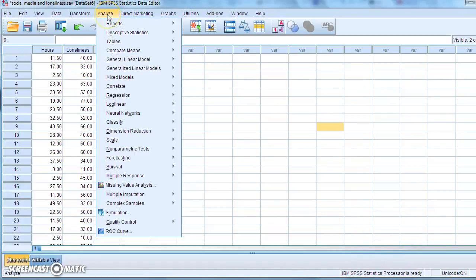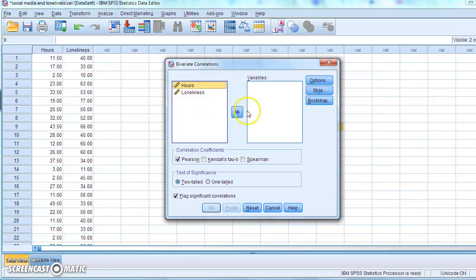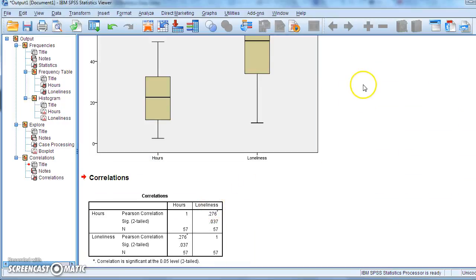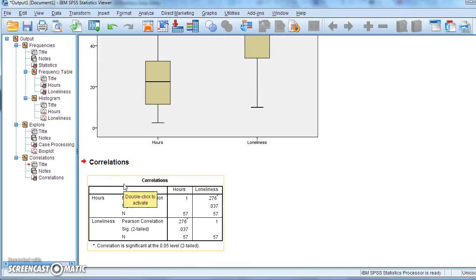correlation. So for correlations, we've got to analyze, correlate, and bivariate. We simply put both of the variables in there because we're looking for the relationship between those two, and we make sure we've got Pearson checked here, and we stay with the default at two-tailed. Click OK, and then what we get here is a table of correlation coefficients.